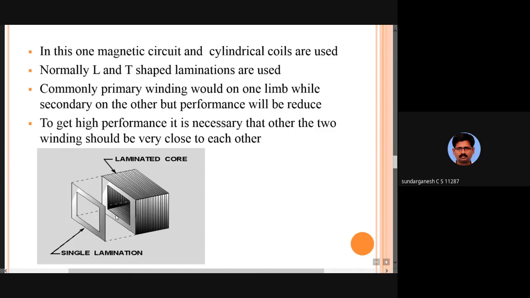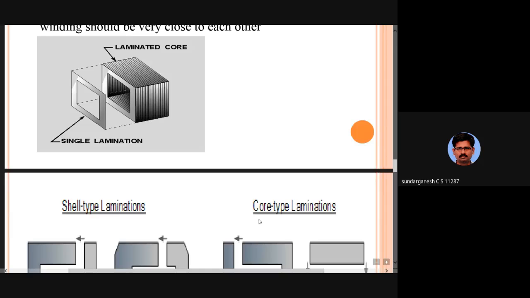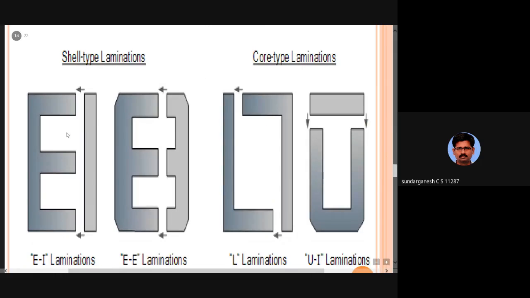So here there is only one magnetic circuit. You can also use cylindrical coils. The laminations are L and T shaped laminations. Commonly, the primary winding is wound on one limb, and the secondary on the other, but the performance will be reduced. So in order to increase the performance, you have to reduce this air gap in the core type. Here, if you see these laminations, this is shell type, this is core type.